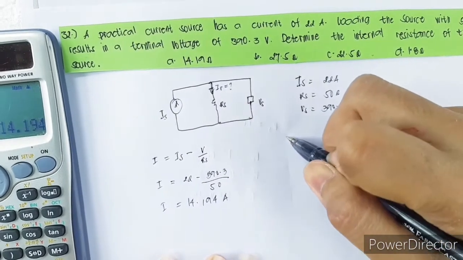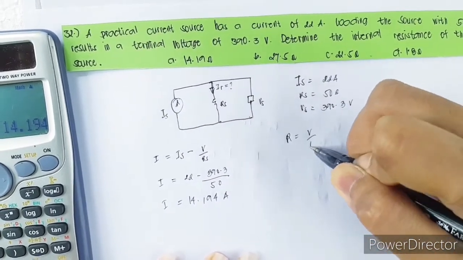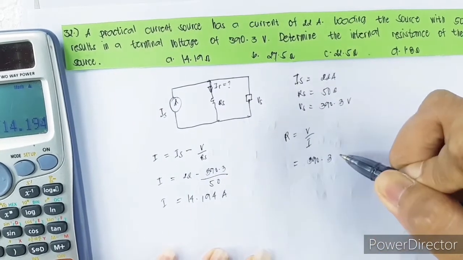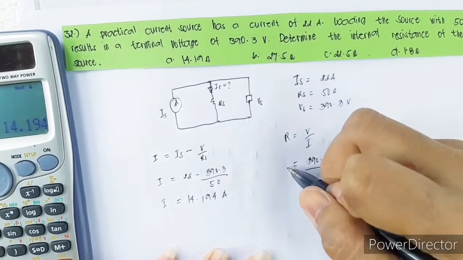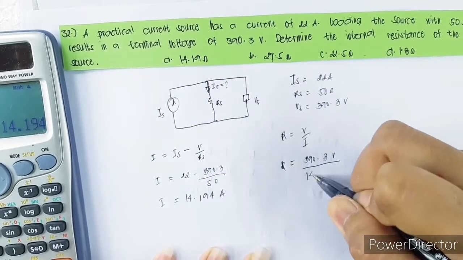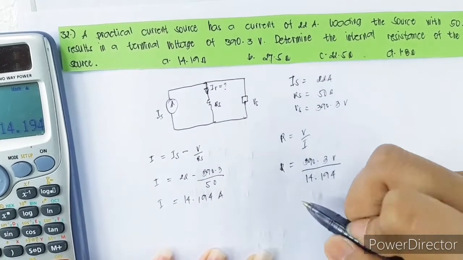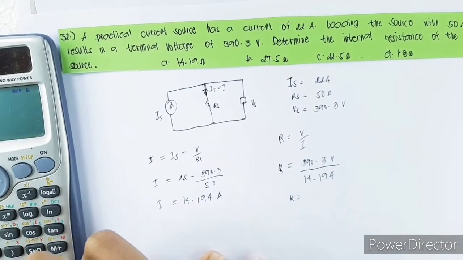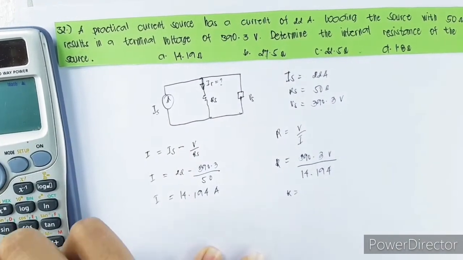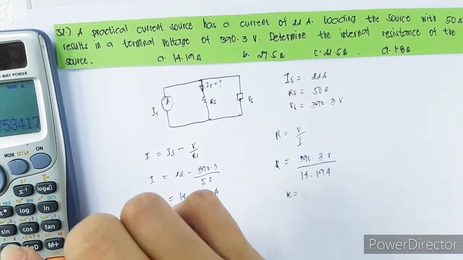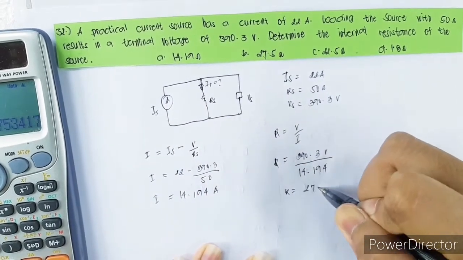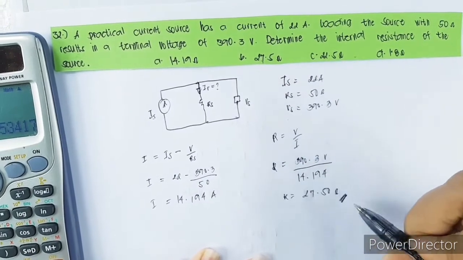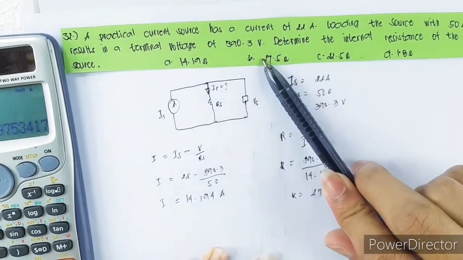So from this, we will be able to find the internal resistance. So using this formula, R is equals to V over I. 390.3 volts divided by the 14.194. So the internal resistance is 27.50 ohms. So let's see if we have 27.5 in the choices. It is letter B.